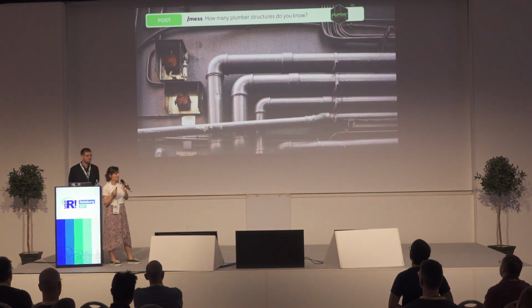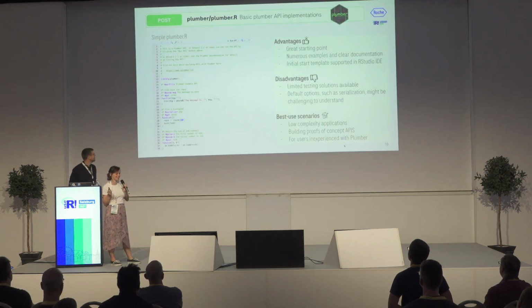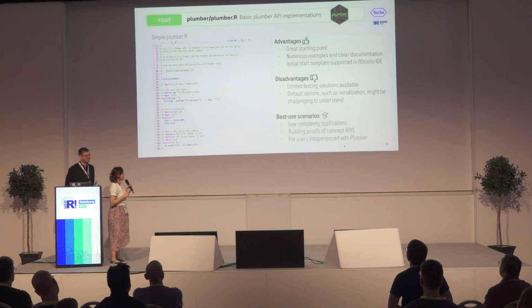So now, going into the interesting parts of the actual code, how many different structures of Plumber do you know? 0, 1, 2, 3. Don't worry, we'll introduce all of them now. So here we go. The very basic one, as I already mentioned in the quick start, is this plumber.r file.